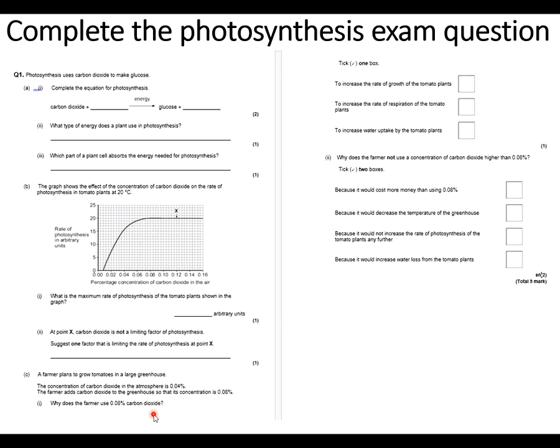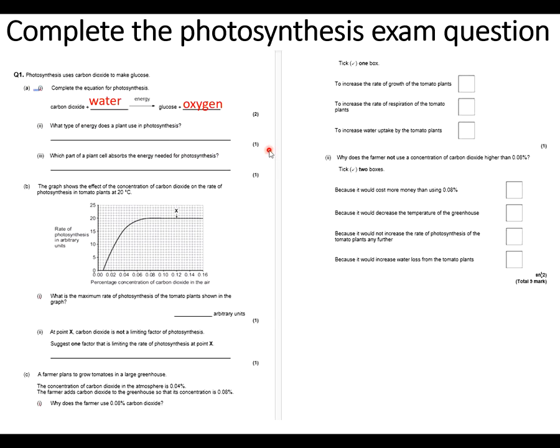So, question 1, part A, very simple gap fill. It's just asking you to complete. So in your head, think to yourself, right, what do plants take in? They take in carbon dioxide and water. And what do they give out? Glucose and oxygen. What type of energy does a plant use in photosynthesis?